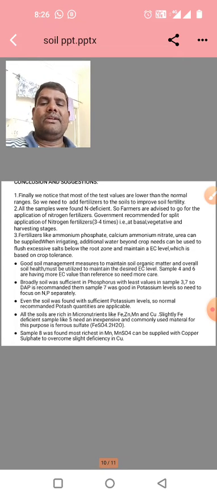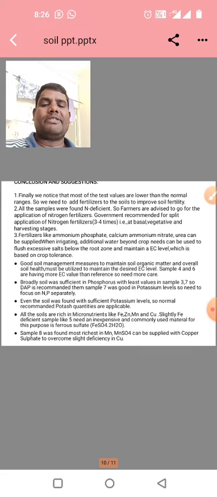Finally, we notice that most of the test values are lower than the normal ranges. So we need to add fertilizer to the soil to improve soil fertility. All the samples were found nitrogen deficient. So farmers are advised to go for the application of nitrogen fertilizers. Government recommended split application of nitrogen fertilizers 3 to 4 times at basal, vegetative and harvesting stages.